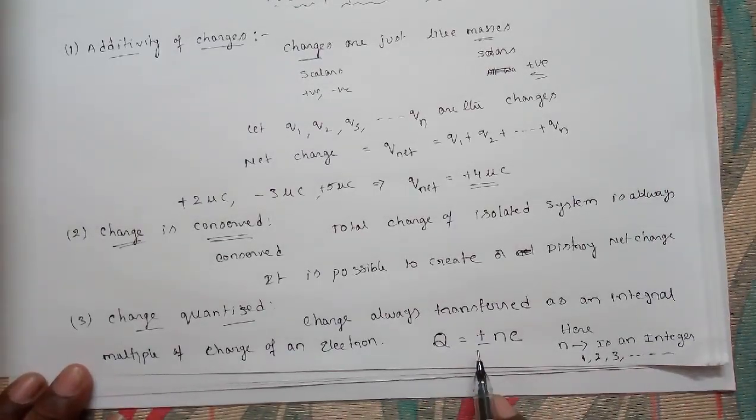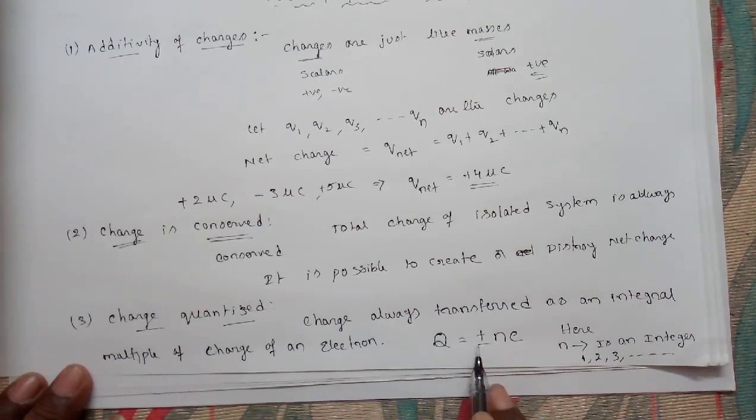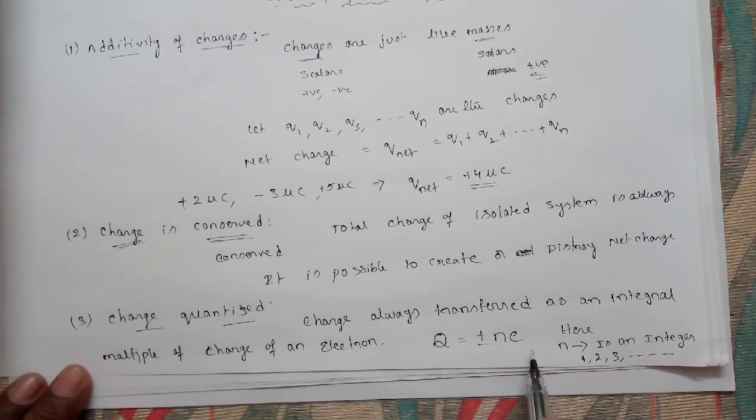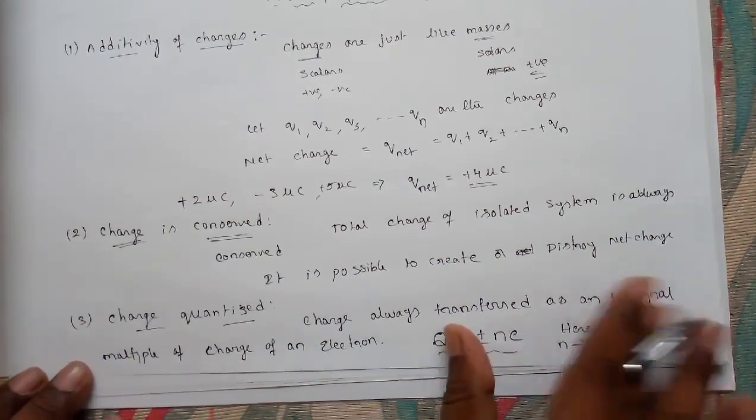Meaning if it has lost electrons, we take Q equals plus Ne. If it gains electrons, an excess of electrons, we take Q equals minus Ne. Charge is always an integral multiple of whole numbers, but it is not fractional like 1 by 3 or 2 by 4 or 3 by 5. It always exists in this form only.